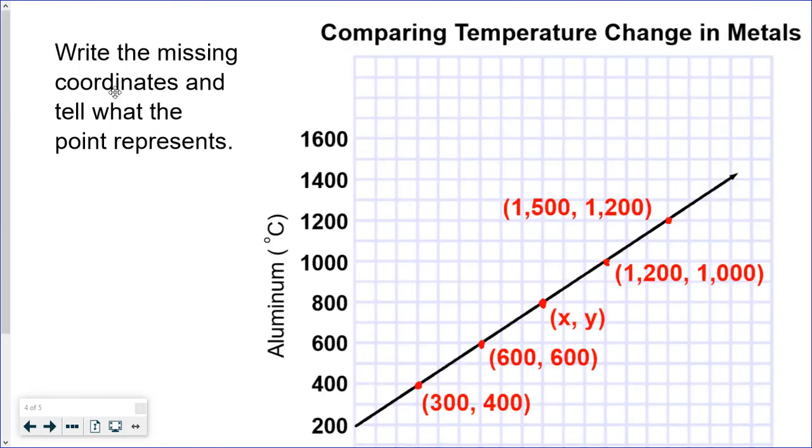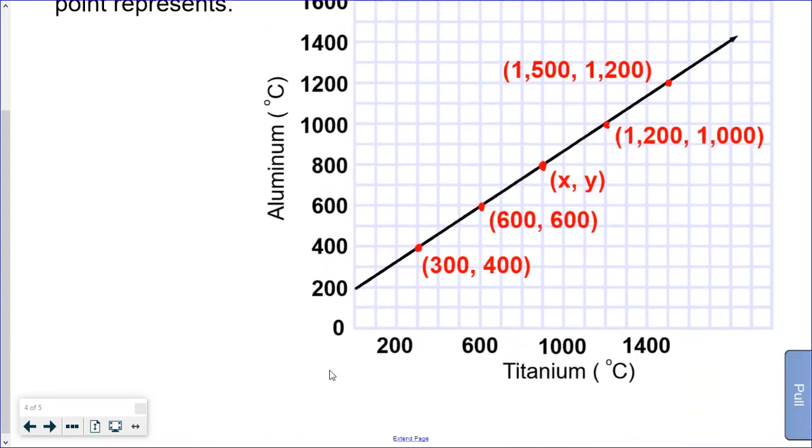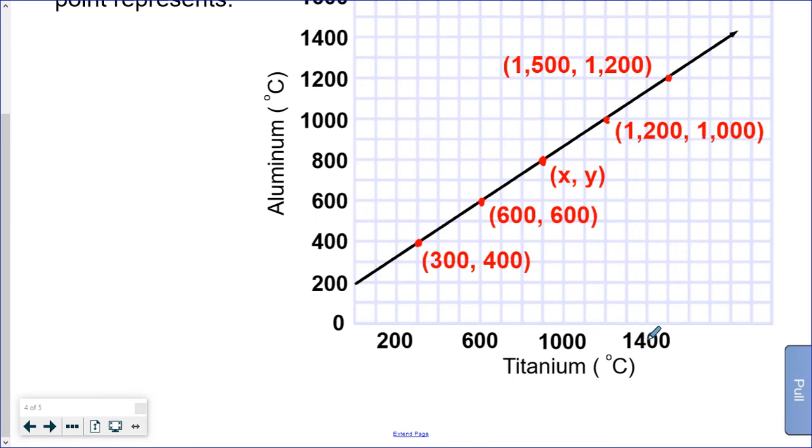We're going to find the missing coordinate here. And again, we're going to tell what that coordinate point represents. So again, we want to look at the whole graph first. This is comparing temperature changes in metals. Temperature changes that take place in metals. Now this side over here represents the metal aluminum. These are all aluminum temperatures. Okay? And the bottom number would be the temperatures for titanium. These are my titanium ones.